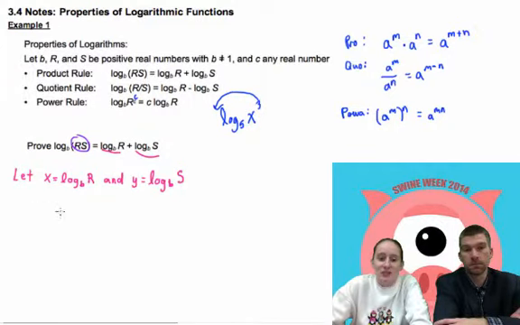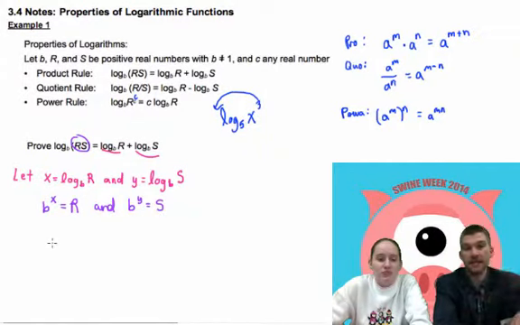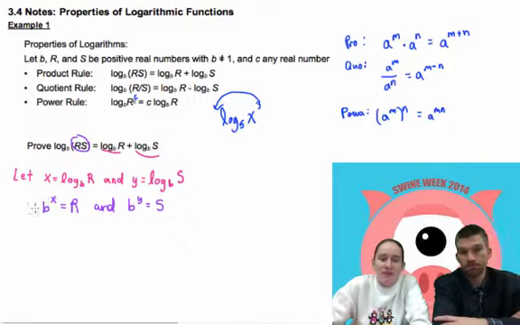Let's change these to exponential functions. So that would be b to the x equals r, and b to the y equals s. Right, because a logarithm is equal to its exponent. So if the base has to be b, then the equals part is the exponent. Now let's look at r times s.